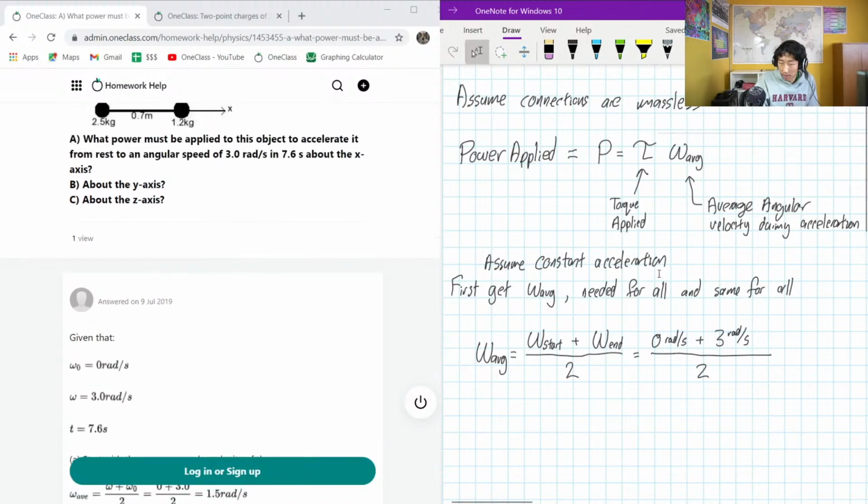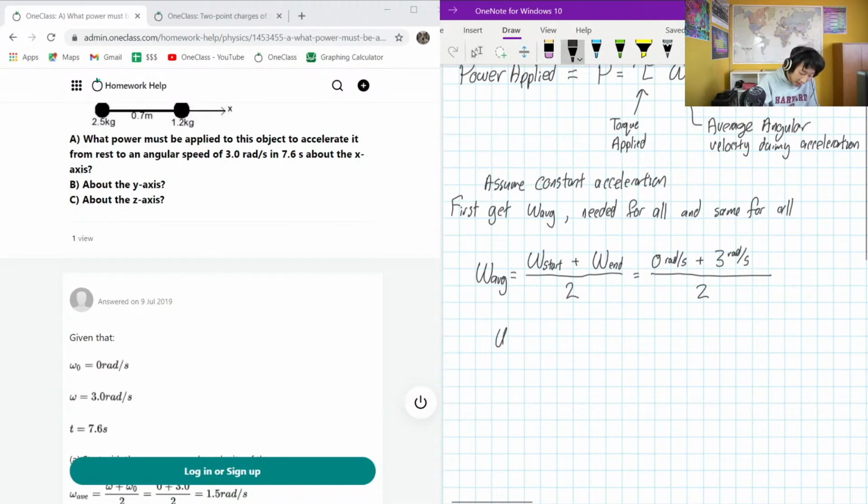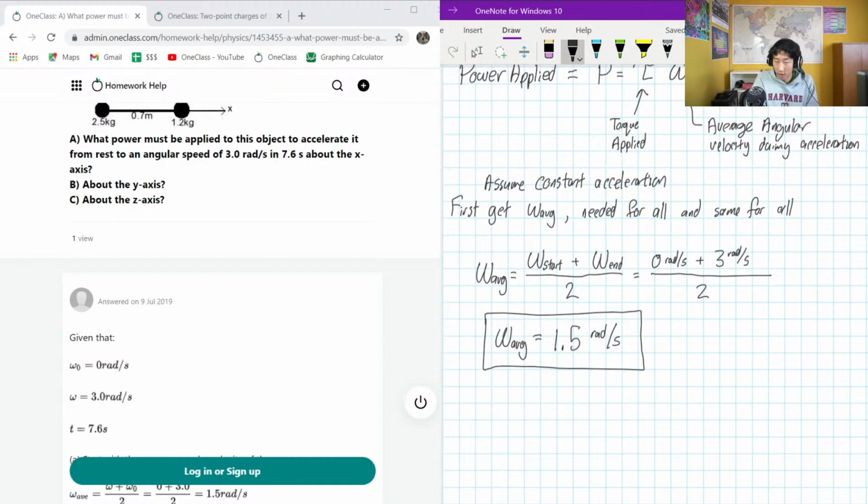Okay, so this is a fairly straightforward calculation. So we know that our omega average has to be 1.5 radians per second. That's going to be important. Okay, so let's square that off. Now we need to find torque in x-axis rotation. What I mean by x-axis rotation is, if the x-axis was like the axle of a wheel, that's what we would be doing.